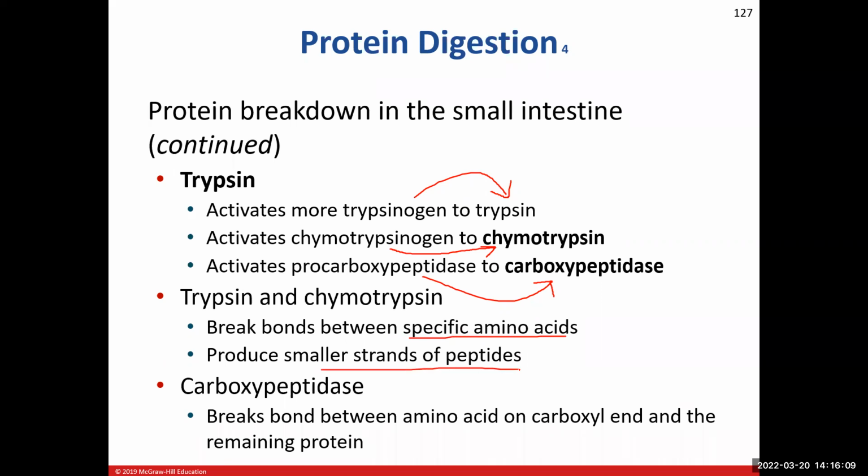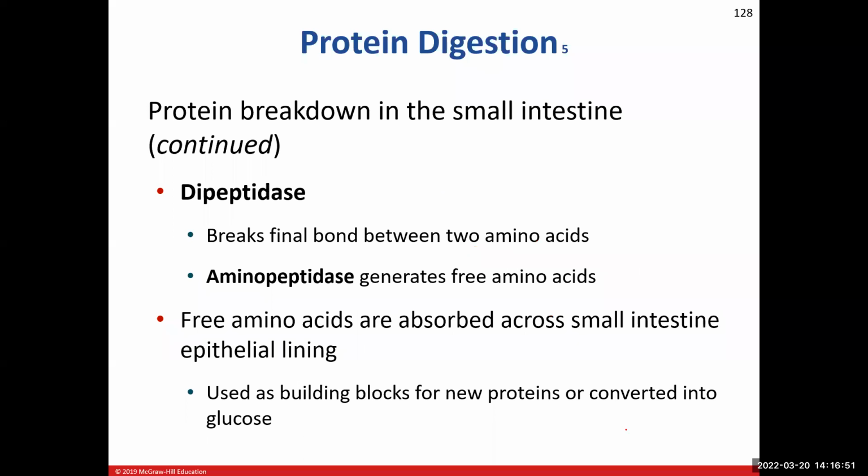Then carboxypeptidase, notice the first several letters here, carboxy. If you forgot, on one end of the amino acid we have our carboxyl end, and on the other end we have our amino end, our nitrogen and hydrogen group. And so this goes to the carboxyl end, and it breaks that peptide bond between the actual amino acid's carboxyl end and whatever else it's stuck onto, that remaining portion of the protein.